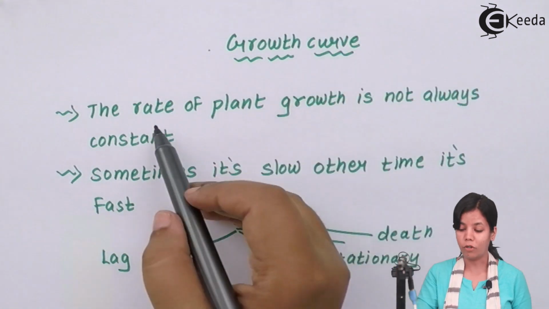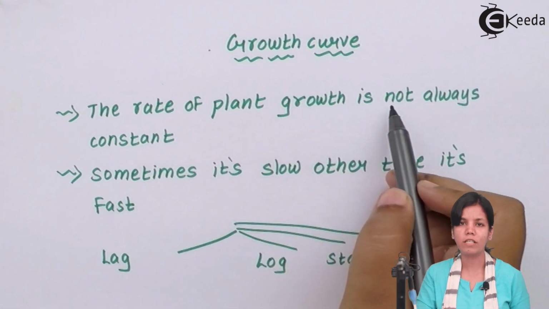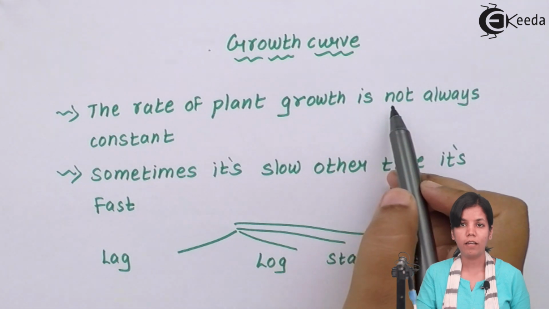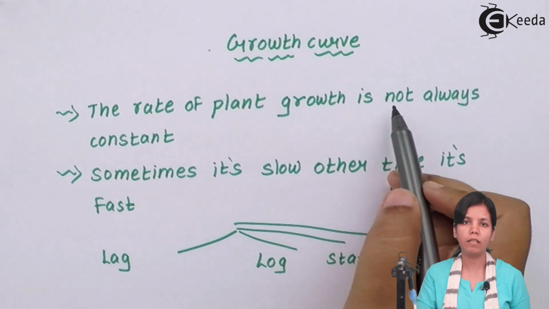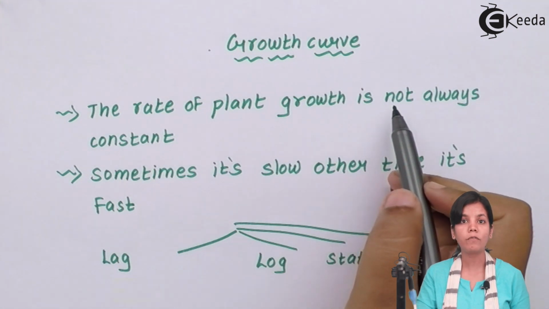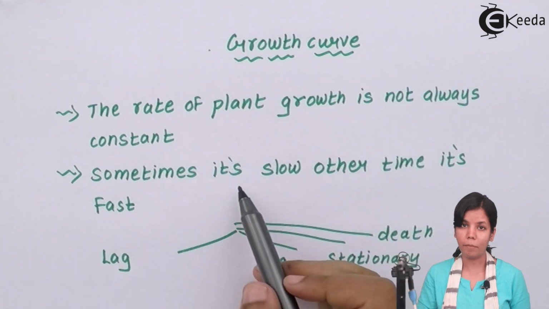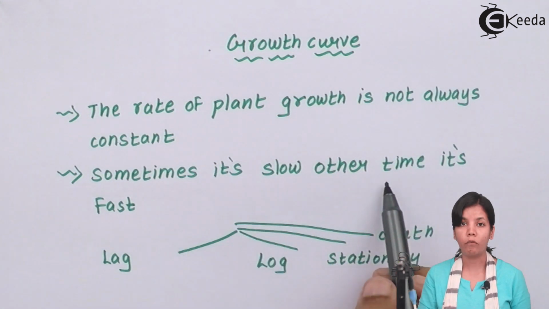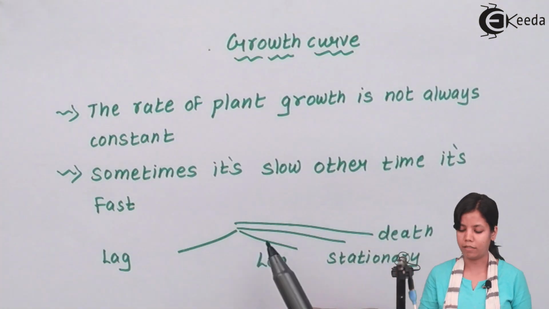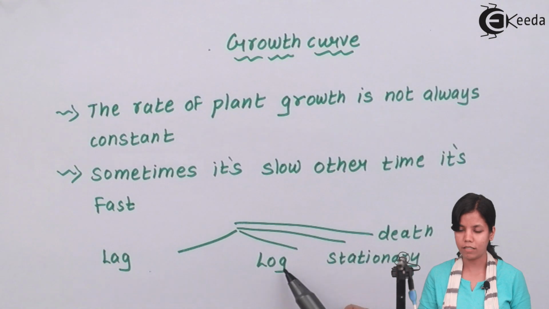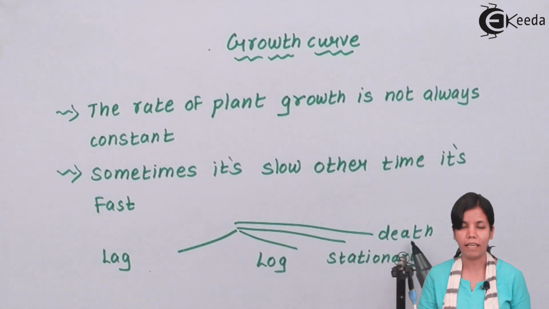Growth curve. The rate of plant growth is not always constant. We all know that, as two different children grow differently, whether they belong to the same family or are siblings. Similarly, 2 different plants of the same species will grow differently, and that's the growth curve. Sometimes some plants grow slowly while others grow fast. The growth curve is basically divided into 4 different parts: lag phase, log phase, stationary phase and the death phase.